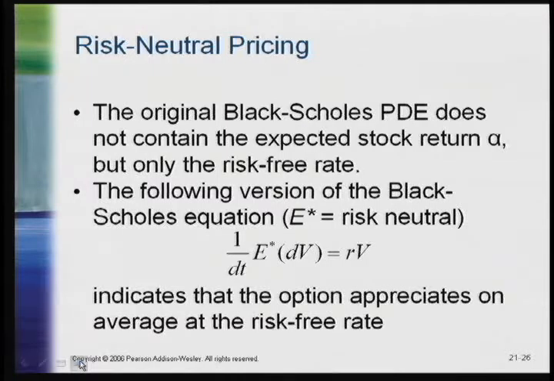So the original Black-Scholes PDE does not contain the expected return alpha, only the risk-free rate. And it does that in the same way that when we were doing binomial lattice pricing, binomial tree pricing, we could ignore the real return on the stock and assume that the effective return on the stock was the risk-free rate, but we needed to use risk-neutral probabilities P star.